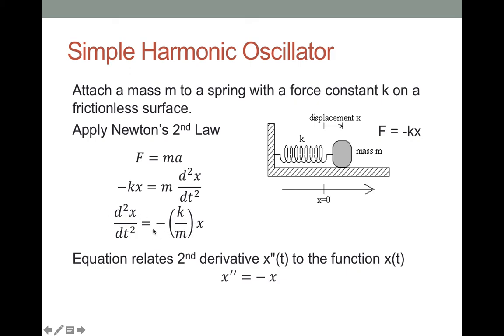Now, the way we're going to analyze this is to figure out what kind of function might solve this equation. To do that, we're going to say the form of this equation is basically the second derivative of x is a negative number times the position x itself. And we're going to take the simple case: what if k over m is 1? So the second derivative is just minus x. What kind of function solves that equation?